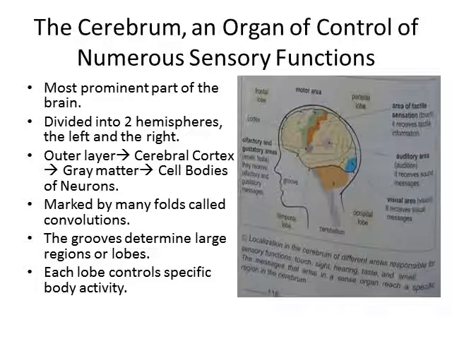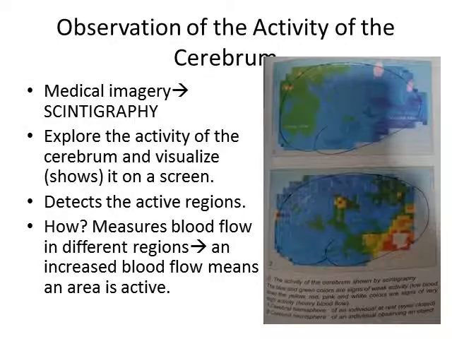Each lobe controls a specific body activity. So in each lobe, we have a different body activity. We're moving on to the next slide. How do we know that this lobe is responsible for that activity, for the motor activity, for example, or that lobe is responsible for receiving sounds, and another lobe for something else? This is done by medical imagery, or what's known as scintigraphy. They take an image of the brain while the person is doing something specific.